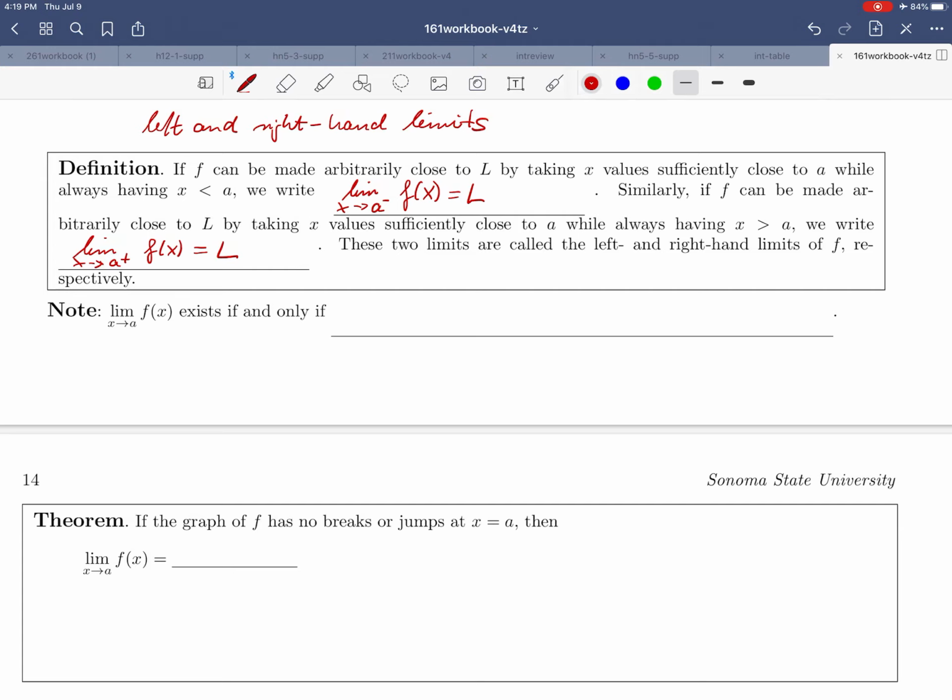Now the overall limit as x approaches a of f of x exists if and only if both of those other two limits exist, the left and the right-handed limits, and if they are equal to each other. So we can fill in the blank by saying the limit as x approaches a from the left of f of x is equal to the limit as x approaches a from the right of f of x.